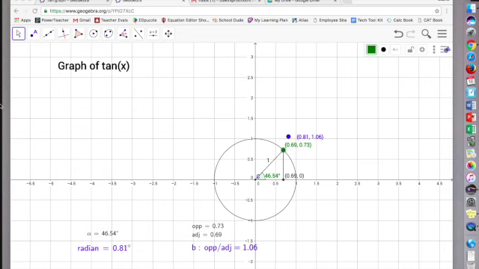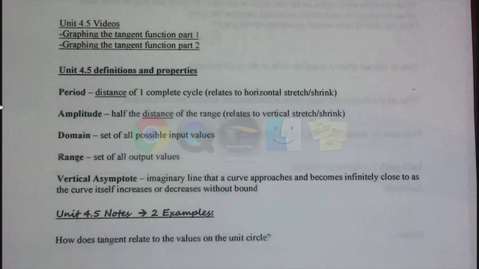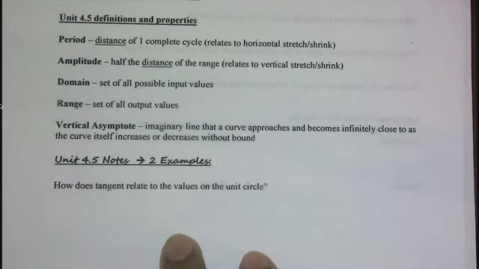This video will be done primarily on the computer, and then my last video will be done on paper and pencil, the old archaic method. While we're working on this, you should have this sheet out, and we're going to jump to this bottom part. How does tangent relate to the values on the unit circle?